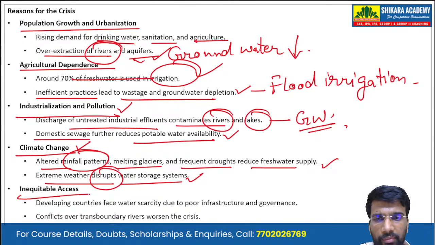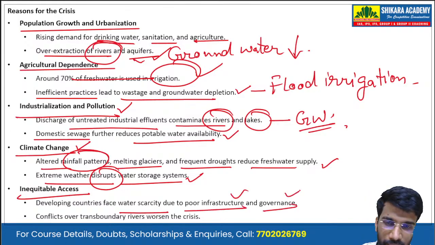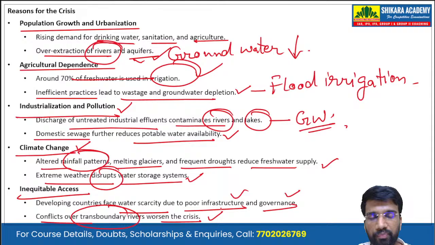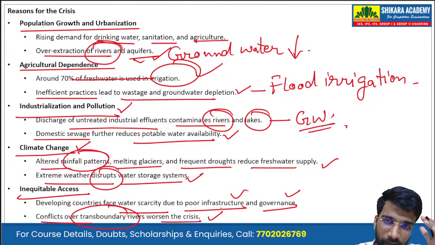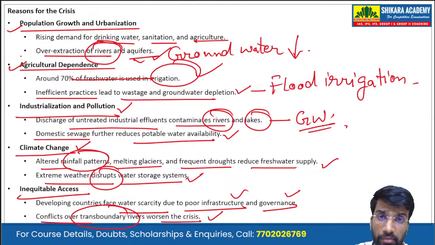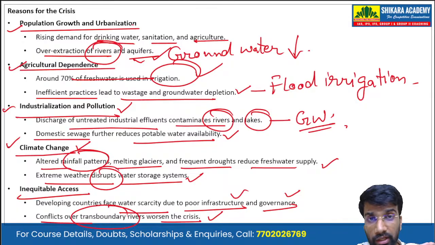Finally, there is inequitable access. Developing countries face water scarcity due to poor infrastructure and governance. And there have been conflicts over transboundary rivers which worsen the crisis. Firstly, the availability of fresh water is coming down because of population growth, urbanization, agriculture, industrialization, pollution, and climate change. So these factors are leading to the decrease in the availability of fresh water. Then even if there is availability, the availability is not equal. There is inequitable access.